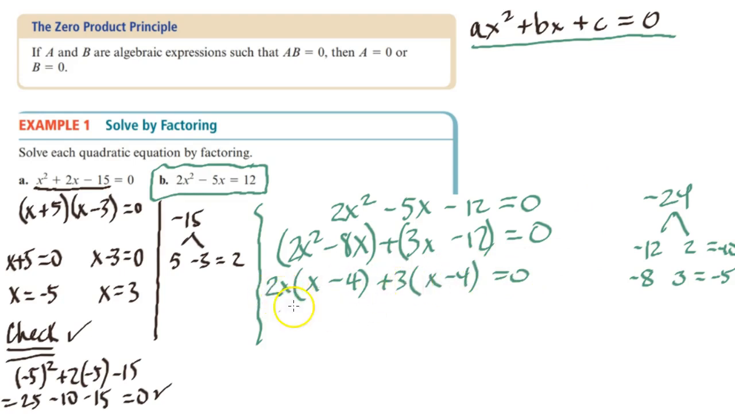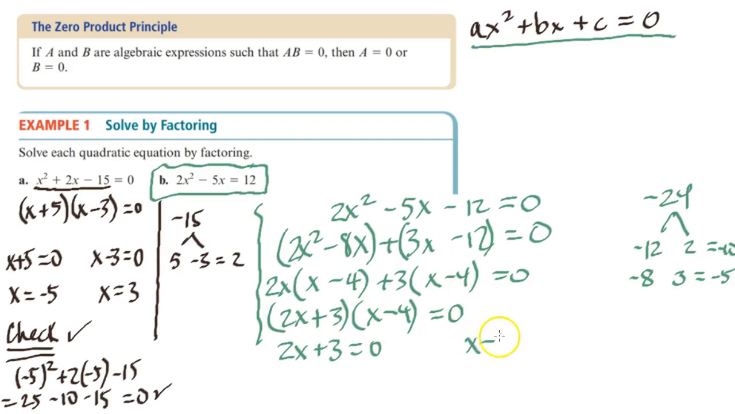And then we get 2x plus 3 and x minus 4 equals 0. Again, we're going to use the zero product principle. As we can see, we have an expression multiplied by another expression equal to 0. So we can set both of those expressions equal to 0 and solve. And so we get 2x equals -3, and then x equals -3 halves. And then from this, we get x equals 4.